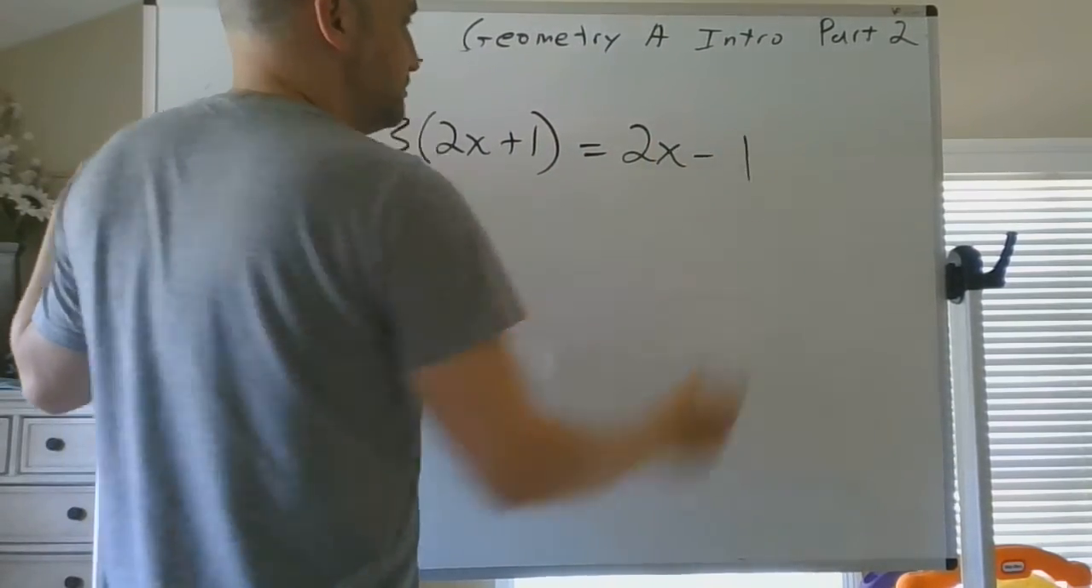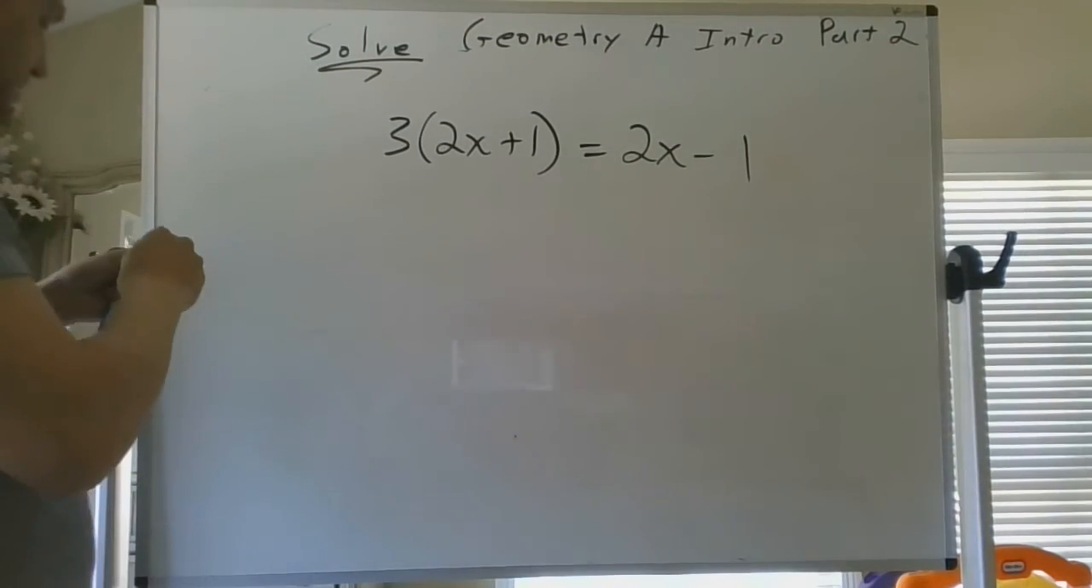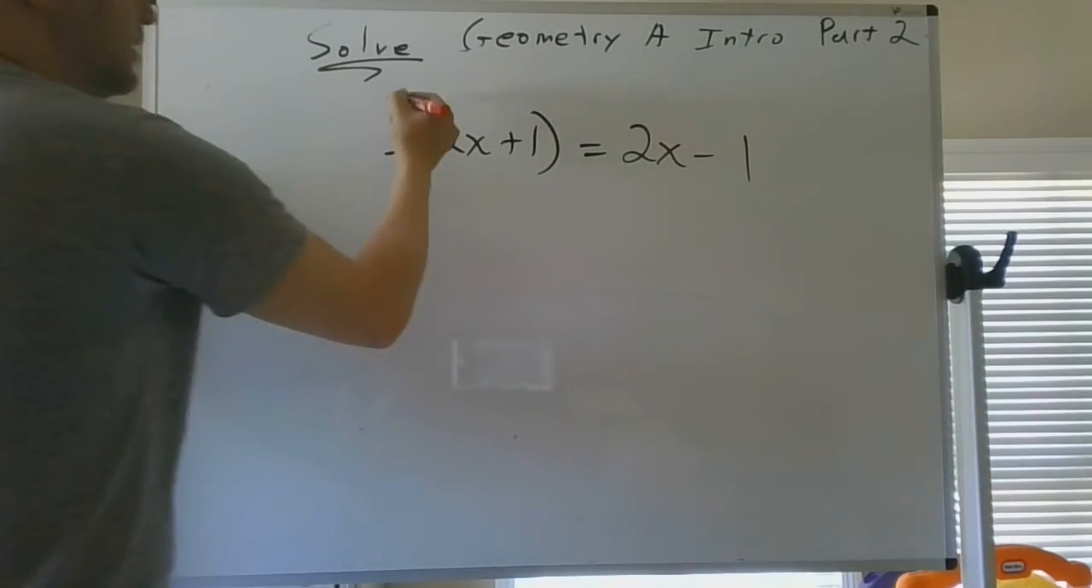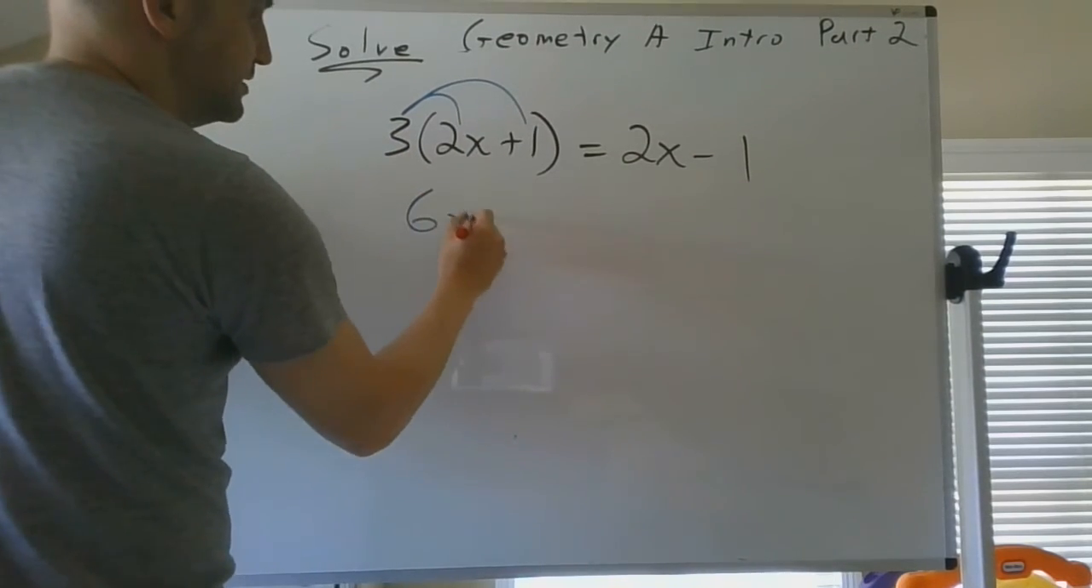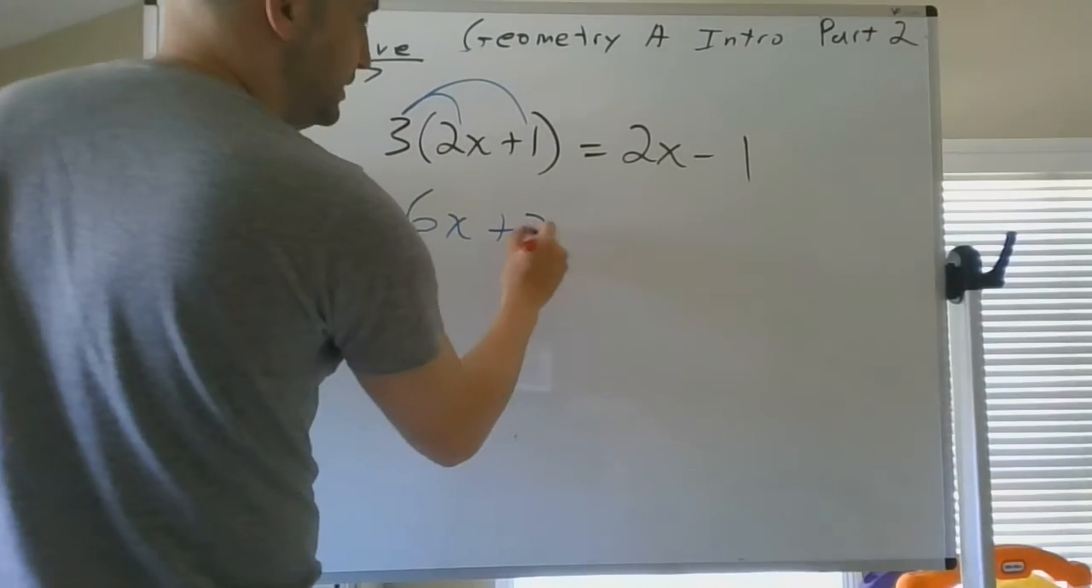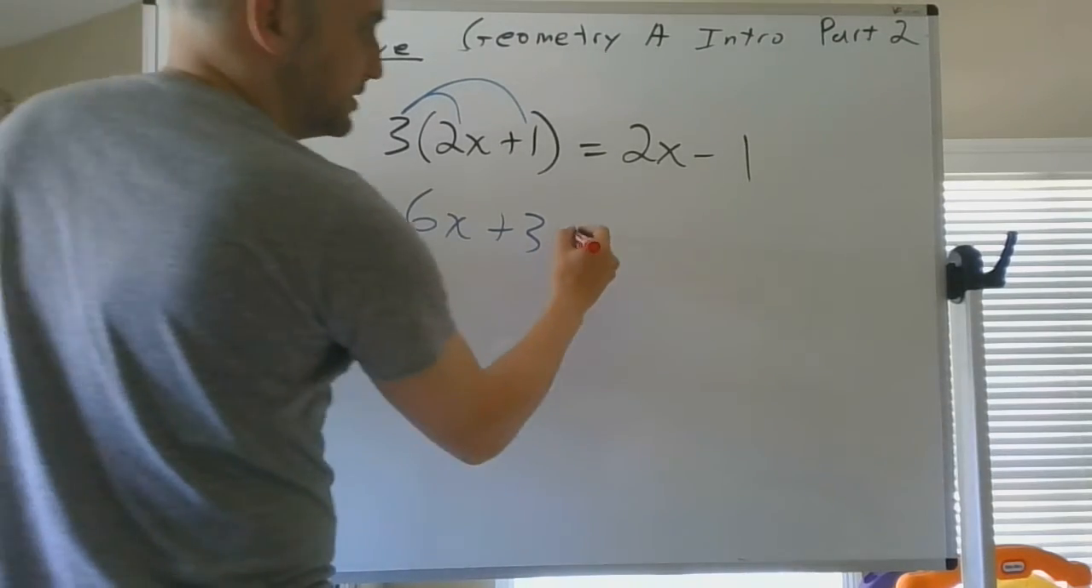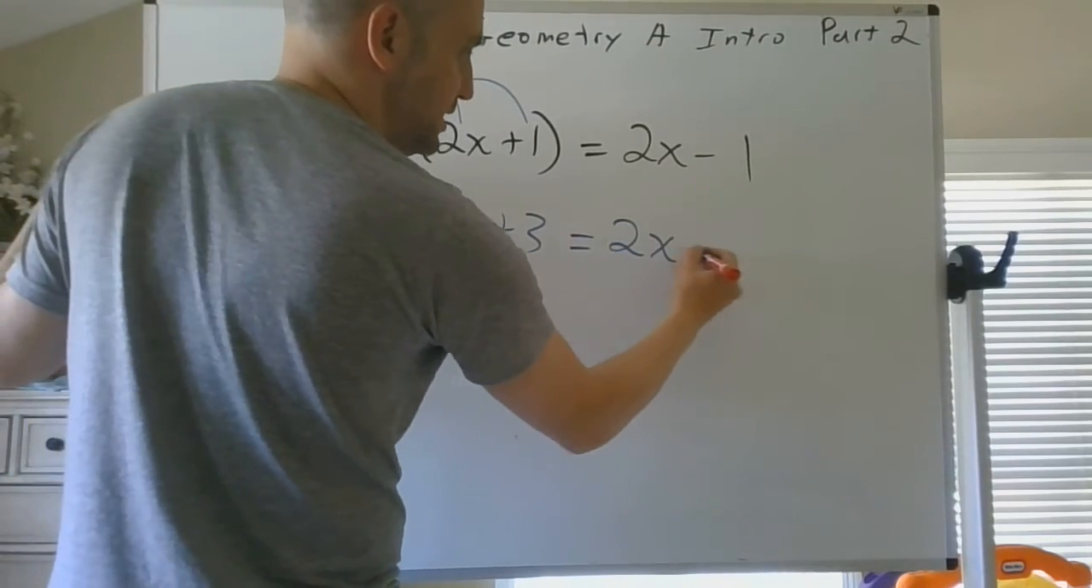Okay, first things first. Let's do the distribution. Let's multiply this 3 out. So 3 times 2x is 6x. 3 times 1 is 3. Okay, now I'm just going to write the rest of it out. One step at a time.